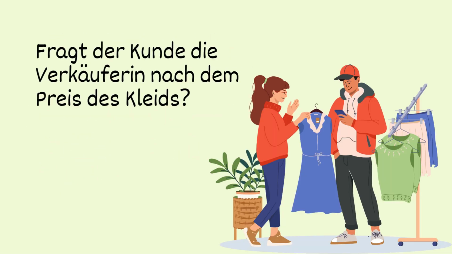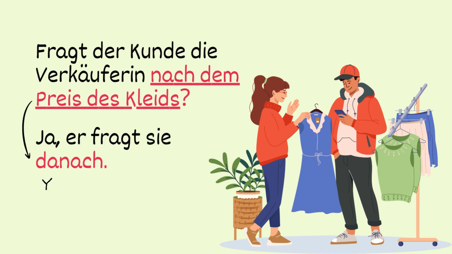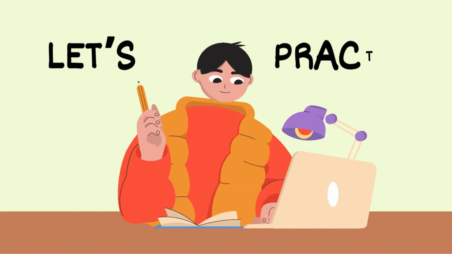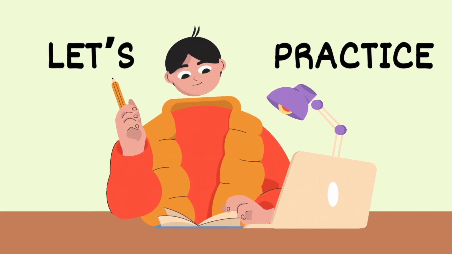Let's look at another example. Fragt der Kunde die Verkäuferin nach dem Preis des Kleids? So here, we want to avoid repeating this unit here. Ja, fragt sie danach. Yes, he's asking her about that. Simple, no? This pretty much is the core function which you will see in other uses of these da words too. Should we practice now? Let's do these exercises together.